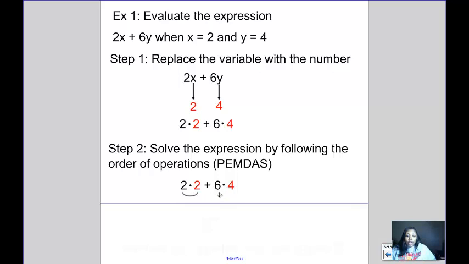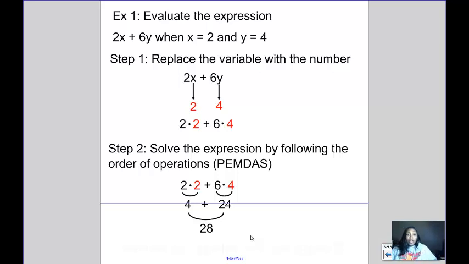So we're going to have to make sure we do the 2 times 2 first, and then do the 6 times 4 before we add them together. And we know 2 times 2 gives us 4, and then 6 times 4 gives us 24. And then if we add those together for our final step, we get a final answer of 28. So when we evaluate this expression for x equals 2 and y equals 4, the expression will equal 28.